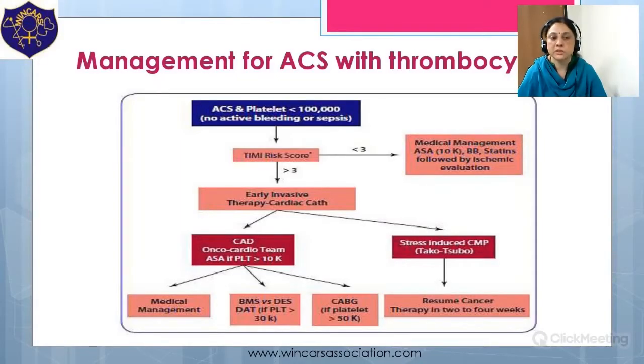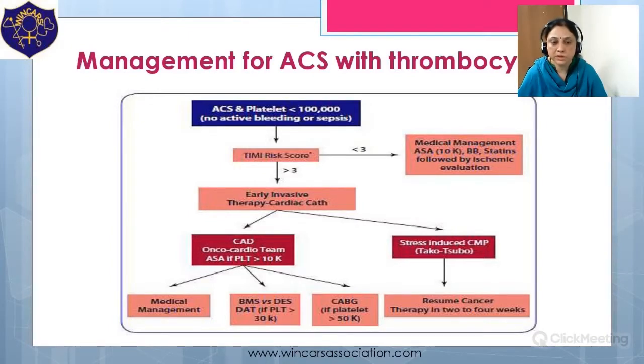So this is an algorithm showing the management of ACS in patients with cancer and thrombocytopenia. If the platelet count is less than 1 lakh, assess the TIMI risk score. Less than 3, go for medical management. If it is high, more than 3, go for early invasive therapy in the cardiac cath. If it is seen to be stress-induced cardiomyopathy, resume the cancer therapy in 2 to 4 weeks.